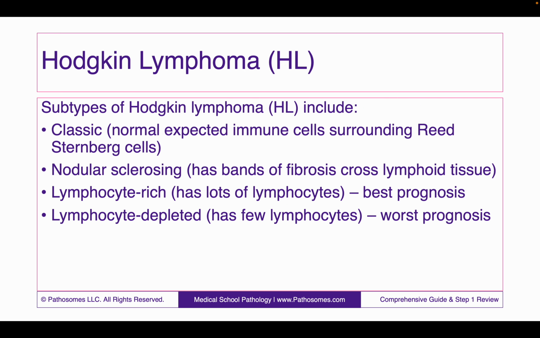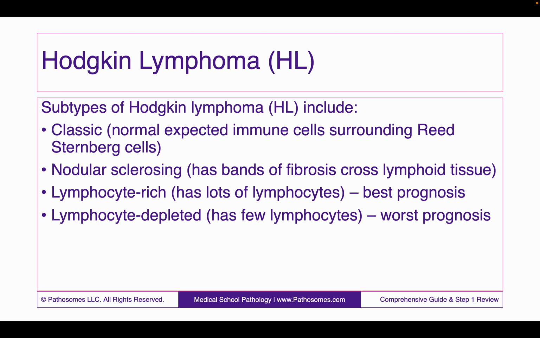Now, there are various subtypes of Hodgkin lymphoma. Ones that you need to know include classic Hodgkin lymphoma. This is the normal expected immune cells that surround the Reed-Sternberg cells. There's also nodular sclerosing Hodgkin lymphoma, which actually, according to the WHO, is going to be recategorized in the near future. And by near future, that's probably 3 or 4 years. So for examination purposes, remember nodular sclerosing. And that one specifically has bands of fibrosis that cross lymphoid tissues.